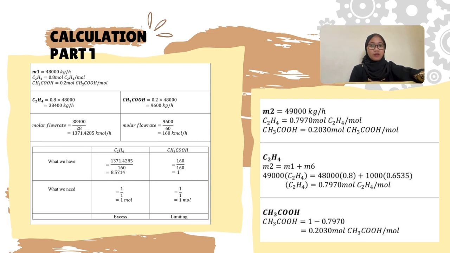The fraction of ethylene is 0.7980, and for acetic acid, we just need to subtract the C2H4 fraction from 1, and we get the fraction of CH3COOH, acetic acid, as 0.203.